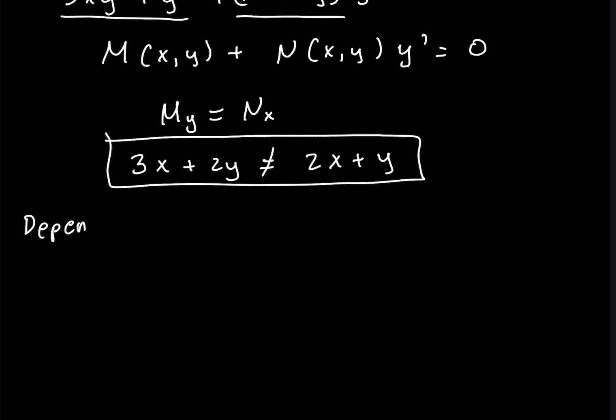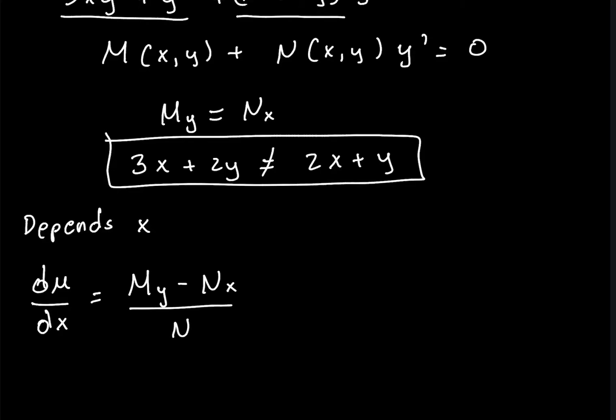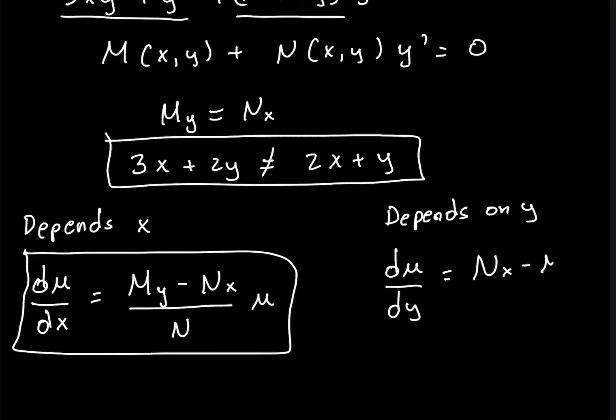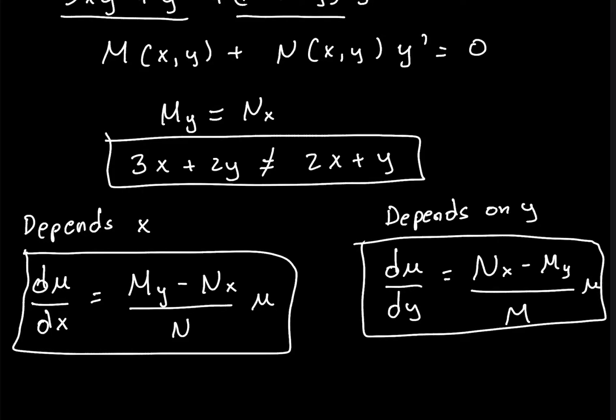If it depends on x, then the derivative of mu with respect to x will be equal to (M_y minus N_x) divided by N, times mu. So if the function mu depends on x, it must satisfy this equation. However, if it depends on y, mu should satisfy the following equation: the derivative of mu with respect to y must be equal to (N_x minus M_y) divided by M, times mu. Sorry, my M looks like a mu. So there, we have these two equations.